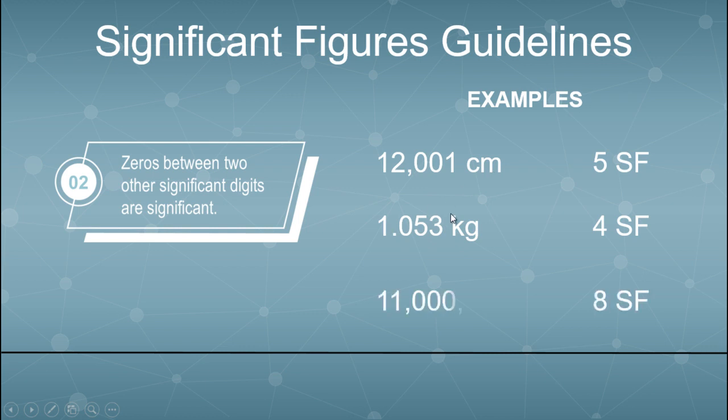Another, 1.053 kilogram. So, we have a 0 after the decimal point. However, before that decimal point, we have 1. After the 0, we have 5. Those are non-zero. So, the 0 is counted as a significant figure. So, we have 1, 2, 3, 4. So, 4 significant figures. We have 11,371 ml. So, the zeros are in between non-zeros. Therefore, they are counted as significant. So, 8 significant figures. Number 3.